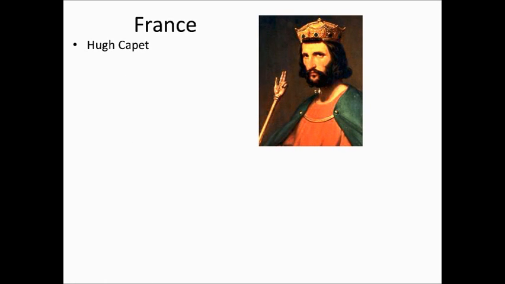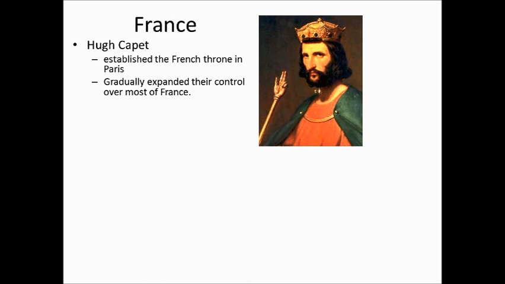Okay, so what about France? France is sort of a history of not having very strong kings after Charlemagne, until a guy named Hugh Capet establishes the Capetian kings. And he will establish the French throne in Paris and gradually expand the Capetian rule over all of what we know as France today.